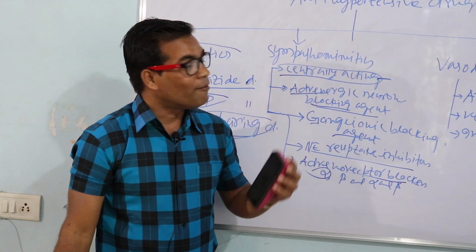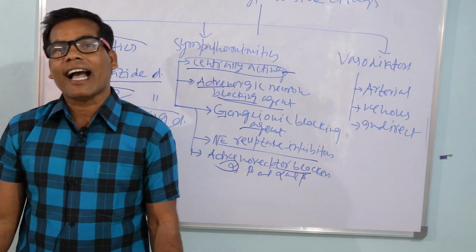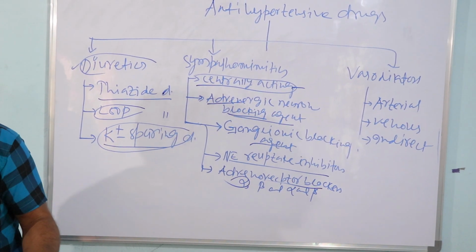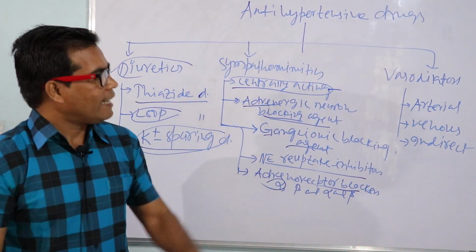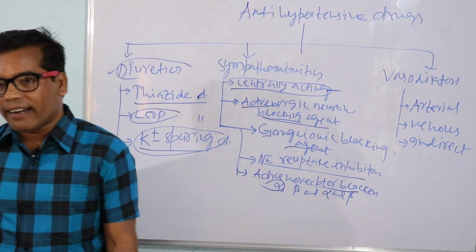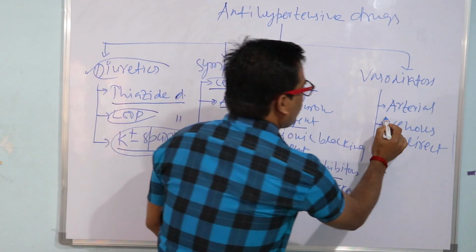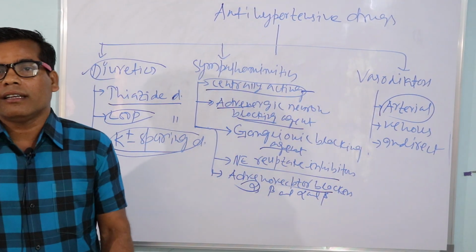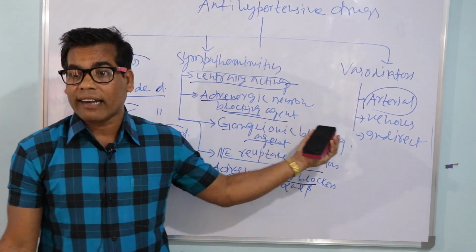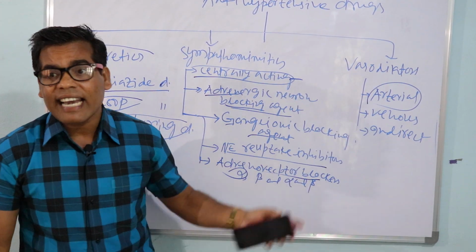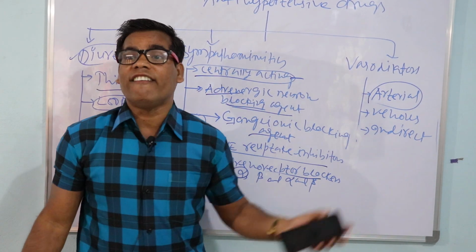Then let us start vasodilators. These are important drugs. What are vasodilators? They are the drugs which dilate the vascular smooth muscles. They are classified into the following groups: arterial vasodilators, venous vasodilators, and indirect vasodilators. Now, what is the example of the arterial vasodilators? Example: hydralazine. Hydralazine is a major arterial vasodilator. Then diazoxide is also an arterial vasodilator.